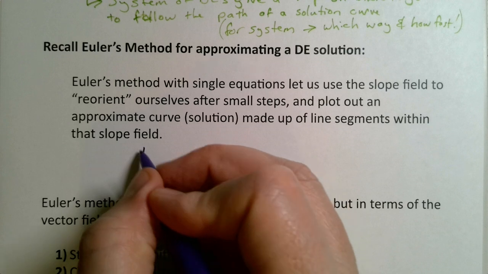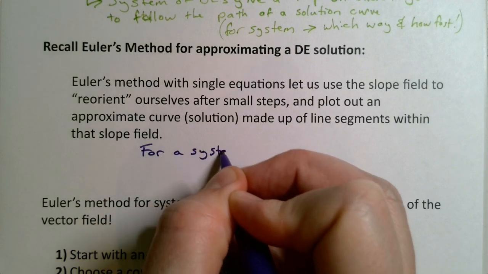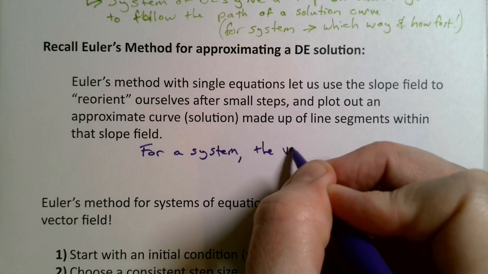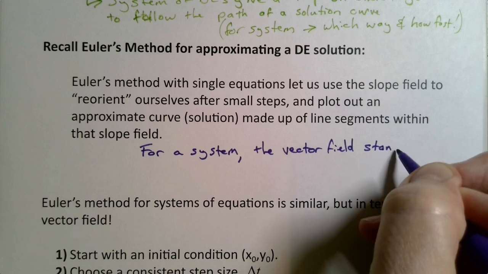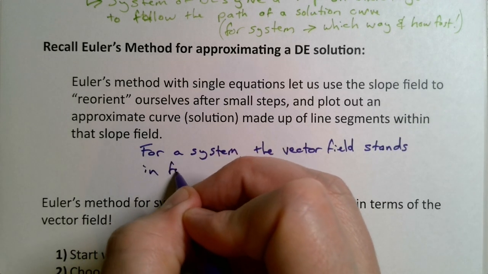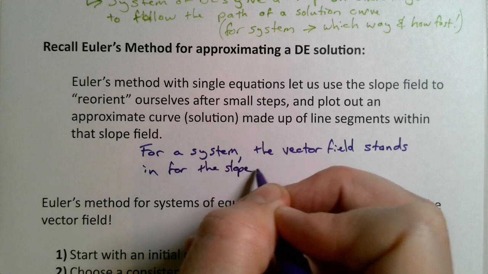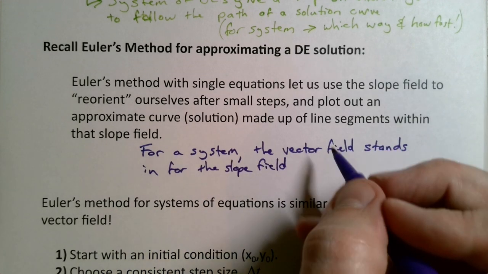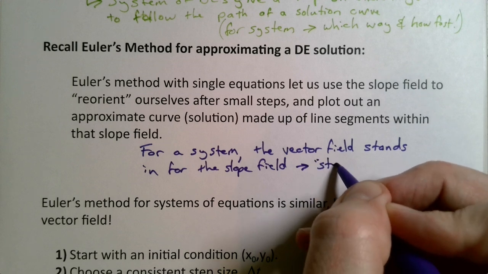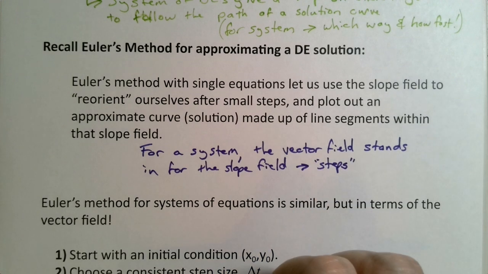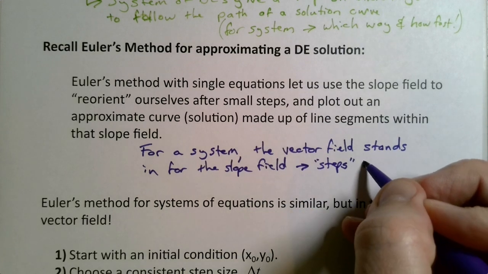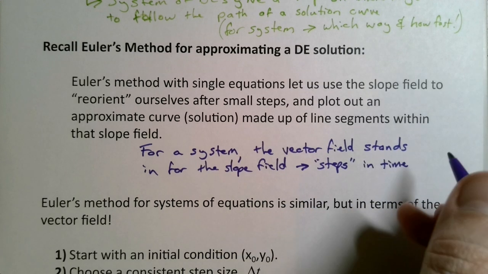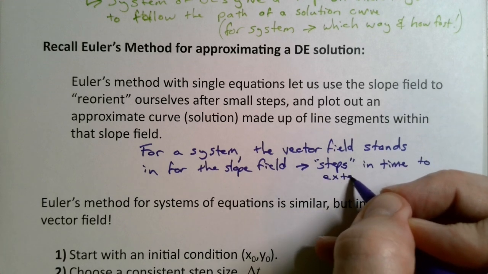But for a system, the vector field stands in for the slope field. And our steps aren't actually on the graph itself. It's not so much that we're taking steps in one variable or the other. We're taking steps in time to extend the curve.